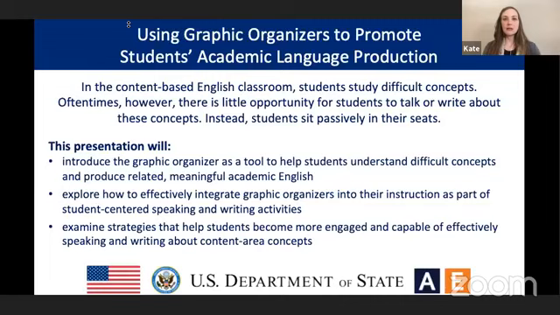This session will introduce the graphic organizer as a tool to help students understand difficult concepts and produce related, meaningful academic English. Participants will learn how to effectively integrate graphic organizers into their instruction as part of student-centered speaking and writing activities. The result will be more engaged students who are able to effectively speak and write about the content areas they are studying.